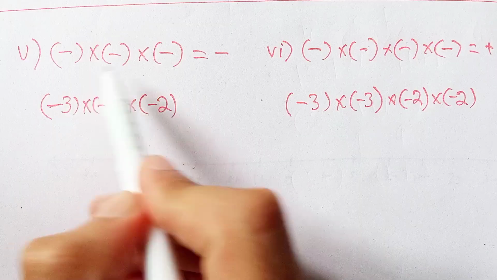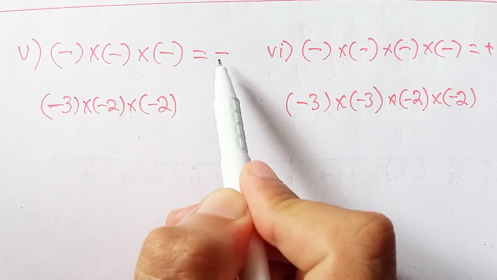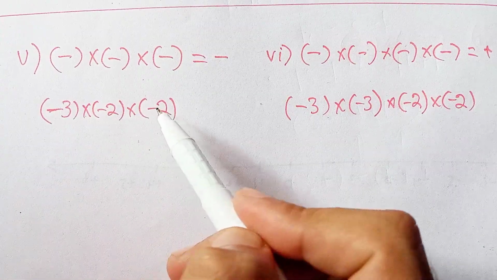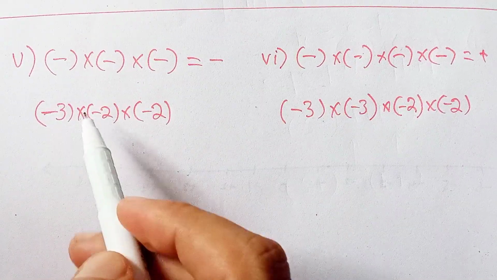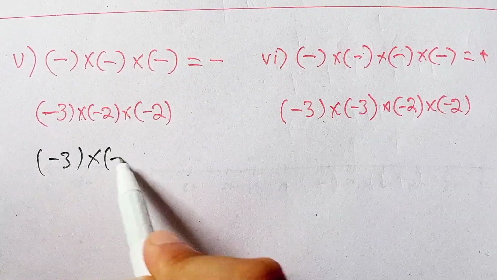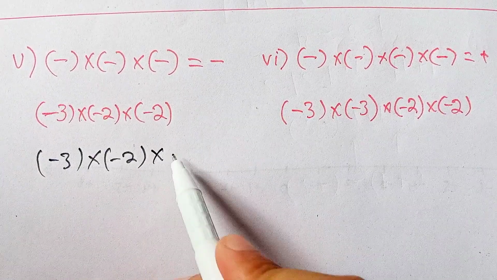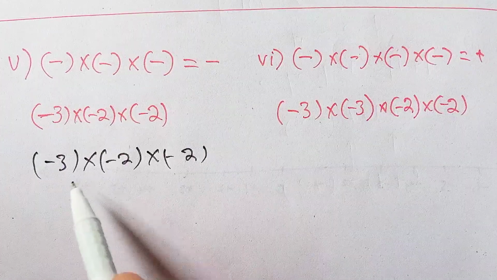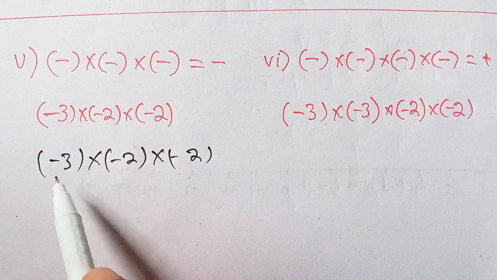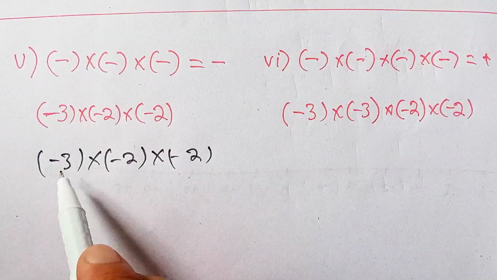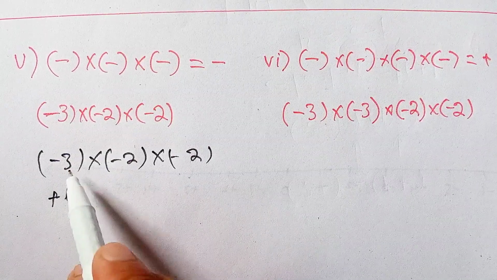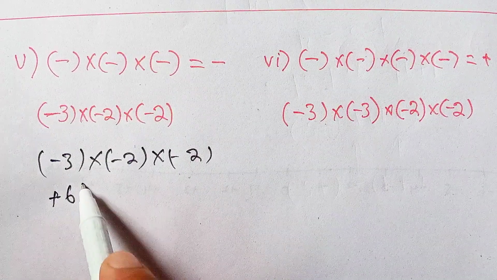Now we are going to show how the multiplication of three negative integers leads to a negative integer. For example, negative 3 times negative 2 times negative 2. First of all, we will multiply these two integers. As these two integers have the same negative sign, we will put a positive sign before the final answer. So negative times negative is positive, and 3 times 2 is 6. So negative 3 times negative 2 will lead to positive 6.